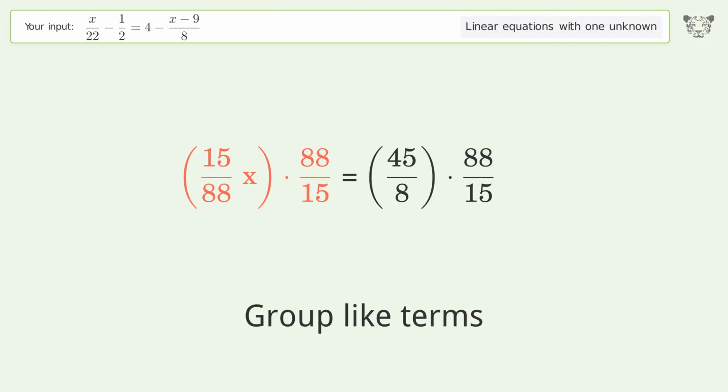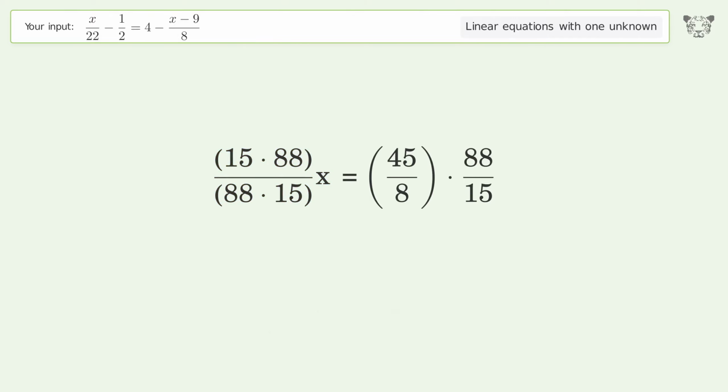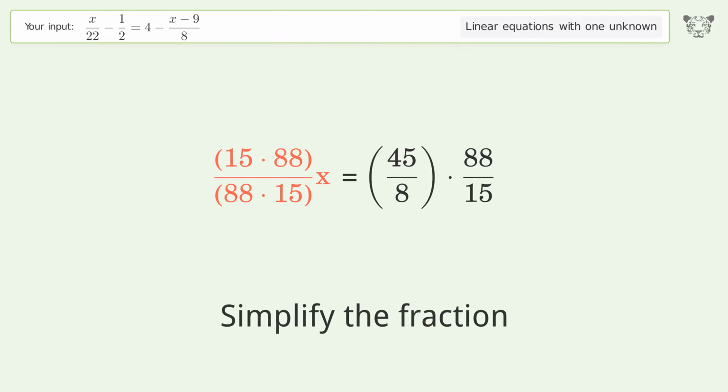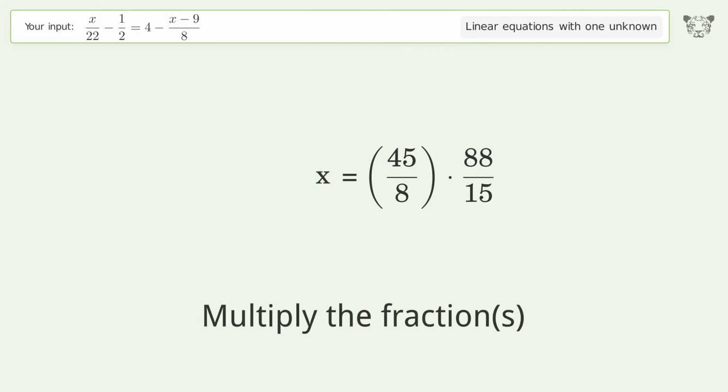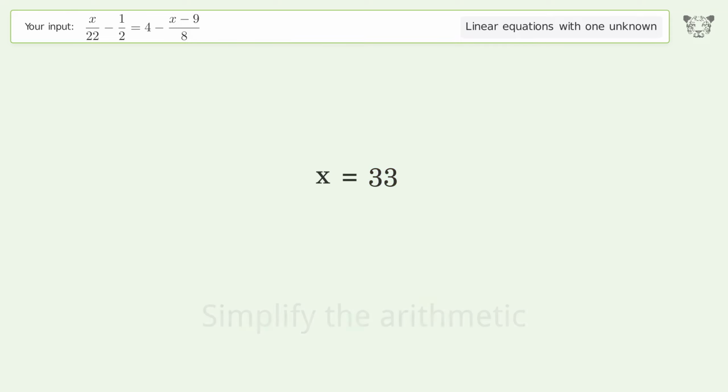Group like terms. Multiply the coefficients. Simplify the fraction. Multiply the fractions. Simplify the arithmetic. And so the final result is x equals 33.